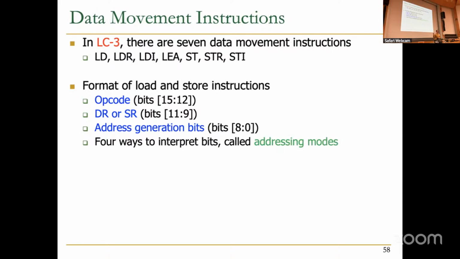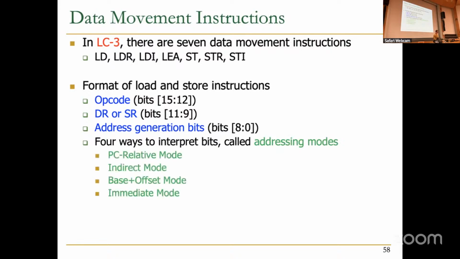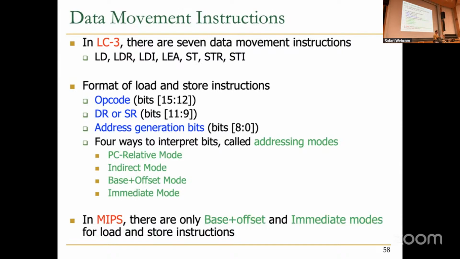And these are essentially the addressing modes that we have. We've seen some of these. We're going to see more. These are the names of the modes: PC relative, indirect, base plus offset, immediate. And they all have either restrictions or downsides, or upsides, let's see.